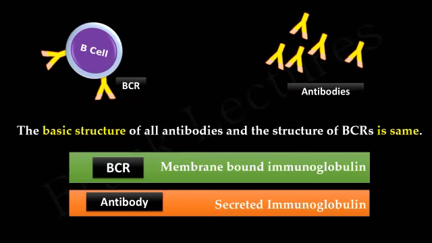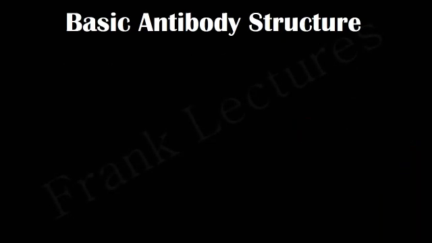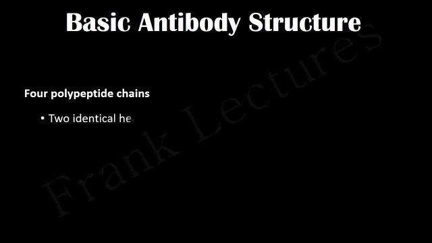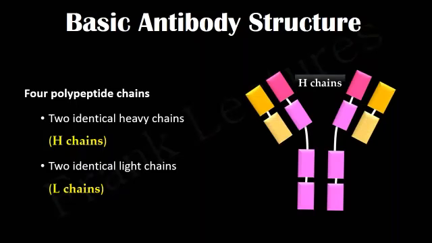Let us now study the basic antibody structure. All antibodies have the same core structure. It consists of 4 polypeptide chains: 2 identical heavy chains designated as H chains, and 2 identical light chains designated as L chains. As you can see here, heavy chains are the longer ones and light chains are the shorter ones. The terms heavy and light refer to their molecular weights.